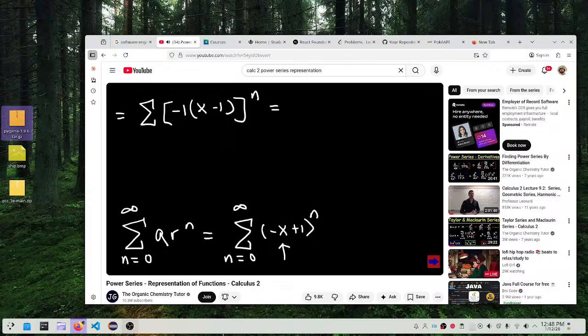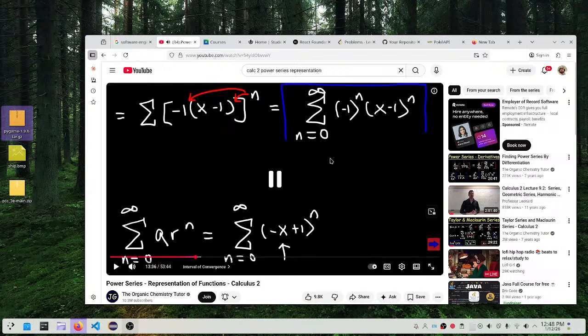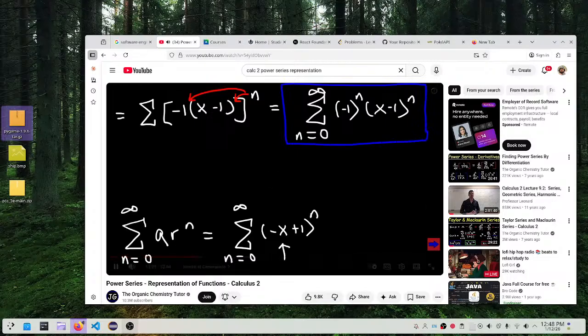Now I'm going to distribute n to the negative 1 on the outside and x minus 1 on the inside. So this is going to be negative 1 to the n power times x minus 1 to the n, starting from n equals 0 going to infinity. So this is the answer. That's the power series that corresponds to the function 1 over x.